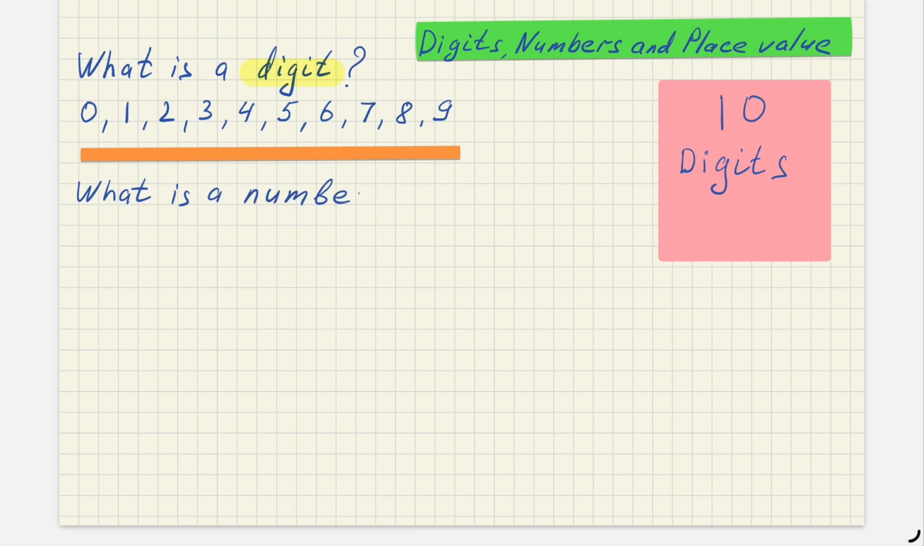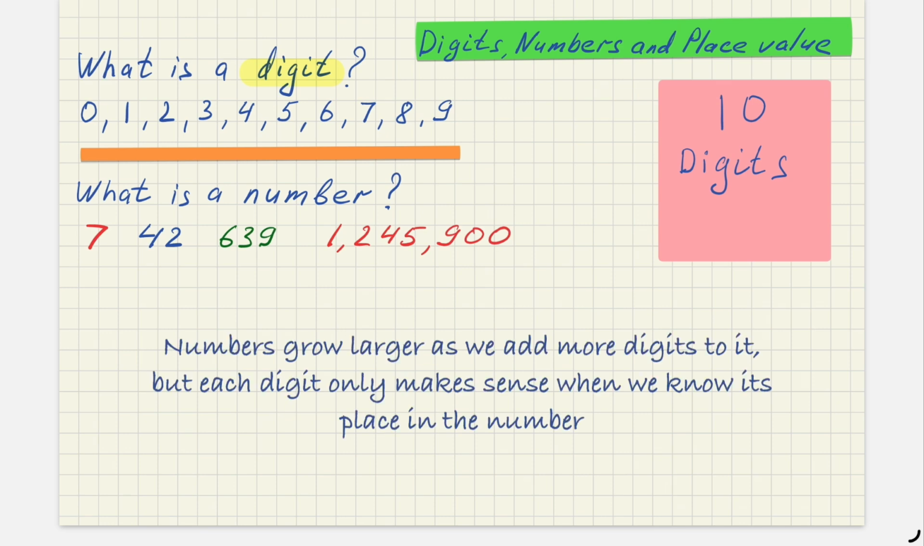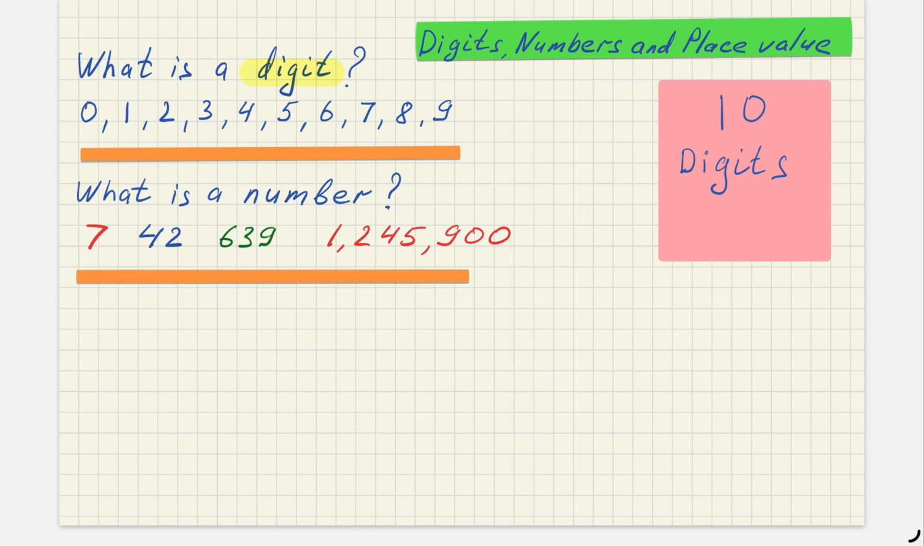What is a number? A number tells us how many or how much. A number can have one digit, like 7, two digits, like 42, three digits, like 639, or many digits, like 1,245,900. Numbers grow larger as we add more digits, but the digits only have meaning when we know its place.